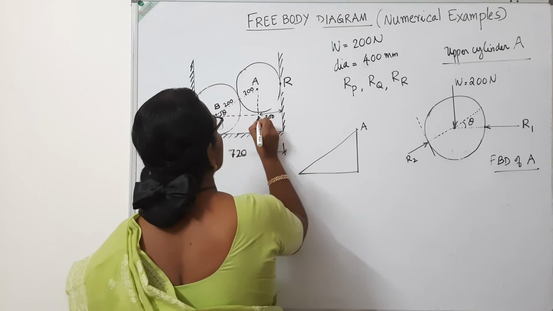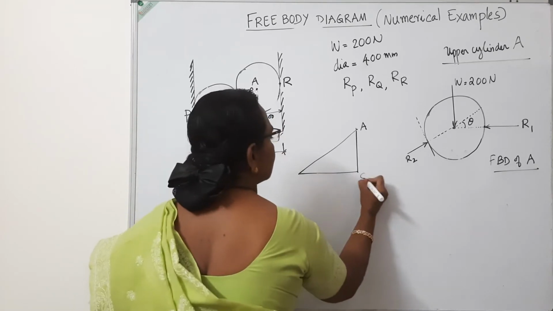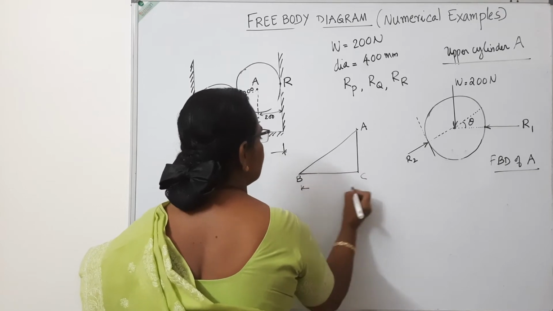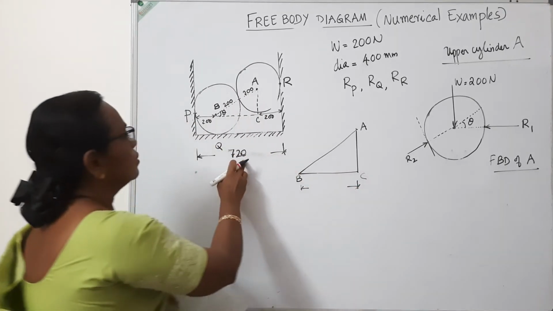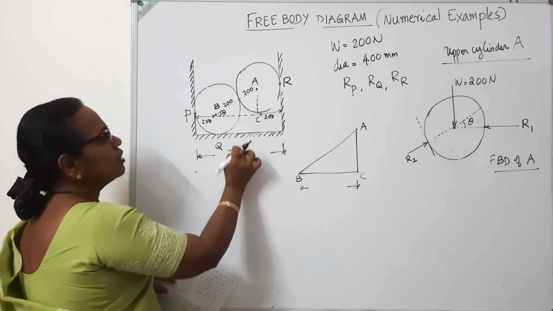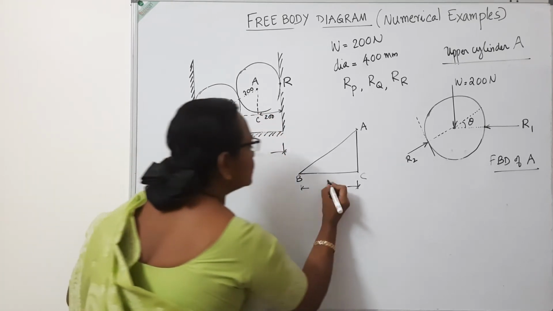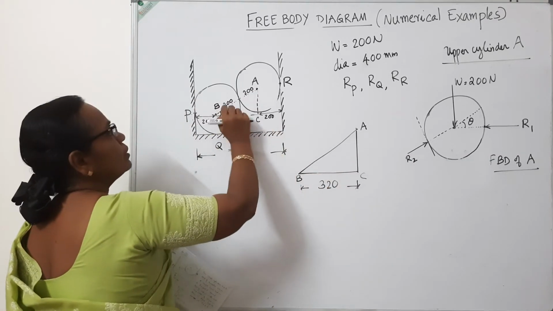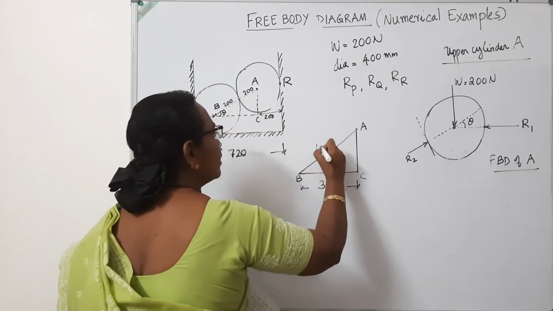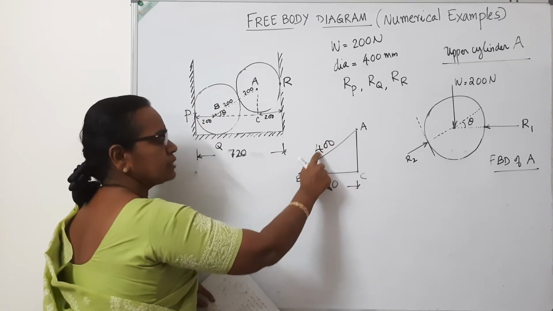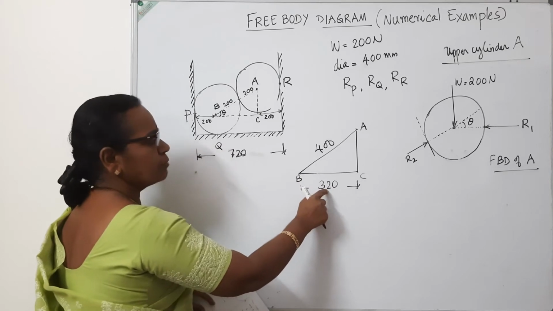A, this point I will mark as C. B, of this BC will be, out of the 720, one radius here, one radius here. So 720 minus 400, this will be 320. And this AB will be 200 plus 200, 400. So this AB distance is 400 millimeter and BC distance is 320 millimeter.